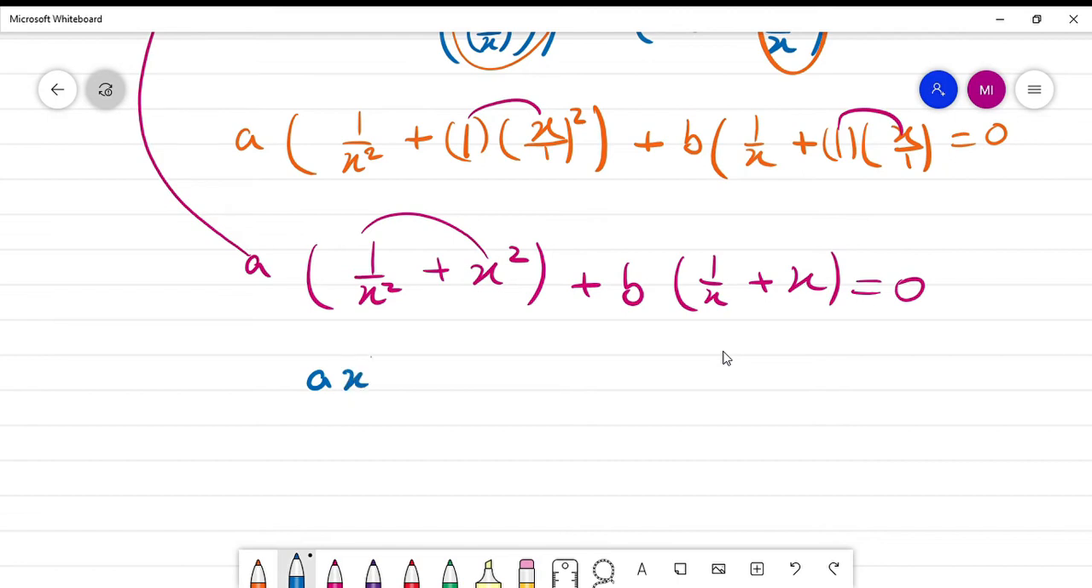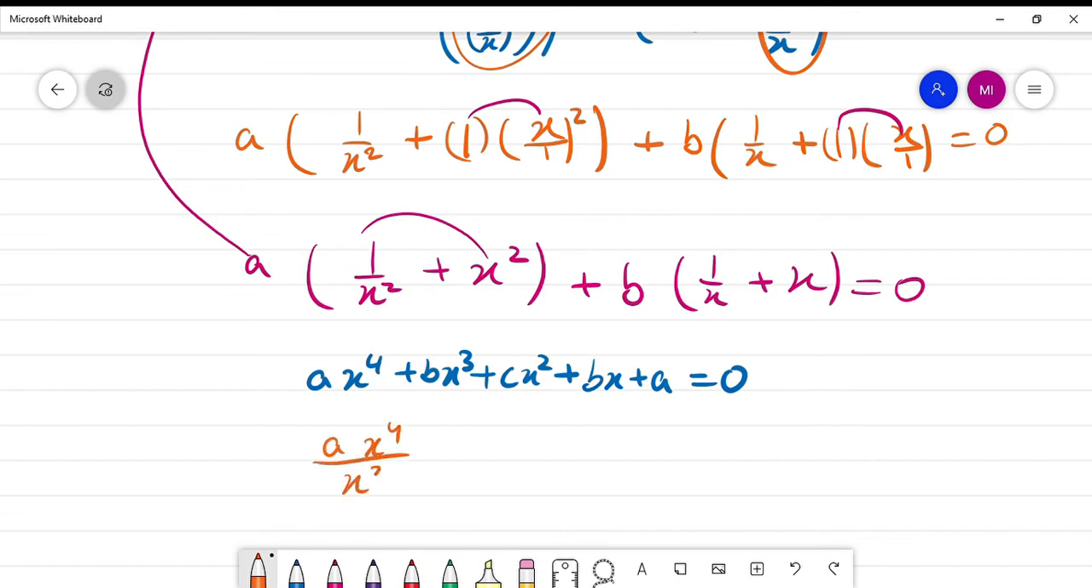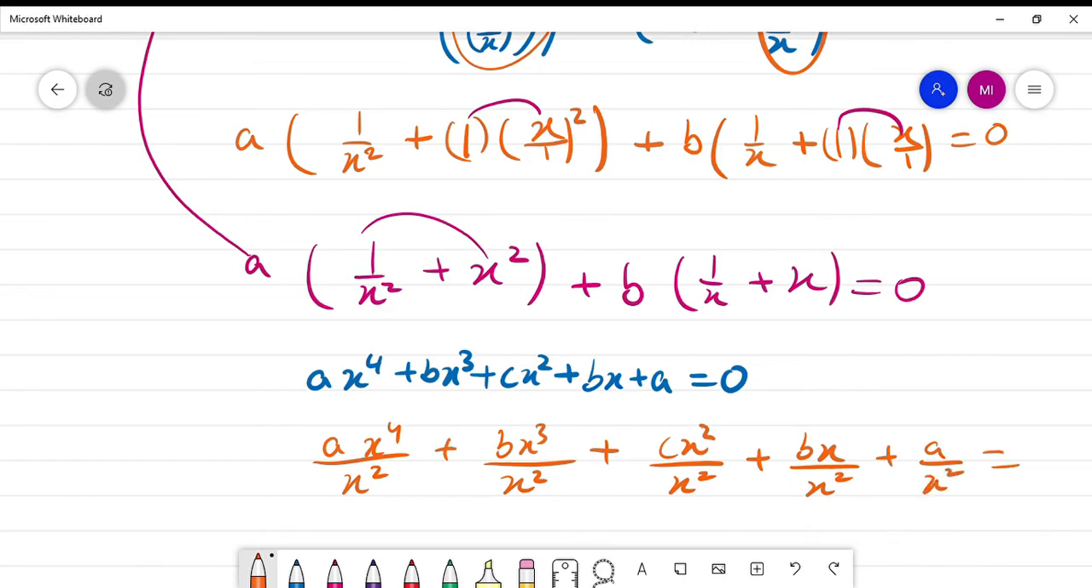And what about ax to the fourth plus bx cubed plus cx squared plus bx plus a is equal to 0? Well, here we're going to divide all terms by x squared. So ax to the fourth divided by x squared plus bx cubed divided by x squared plus cx squared divided by x squared plus bx divided by x squared plus a divided by x squared is equal to 0.